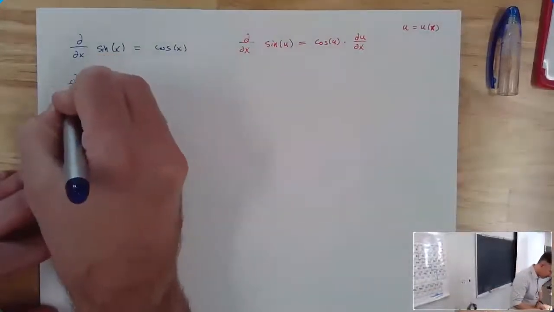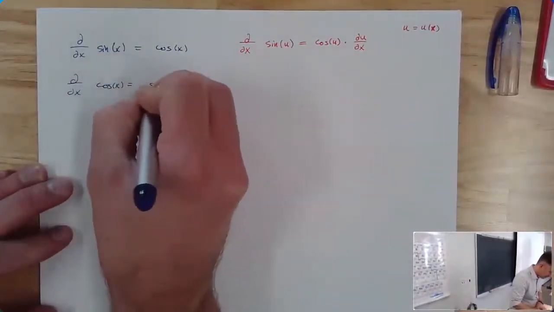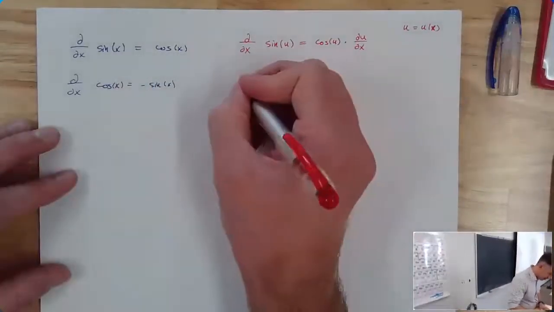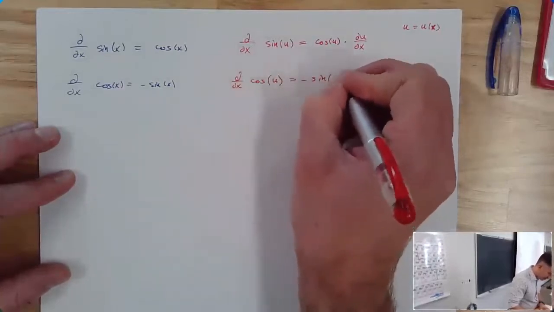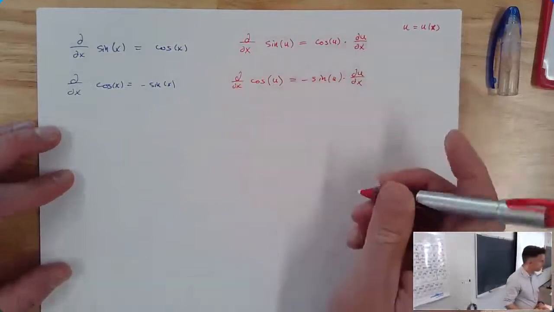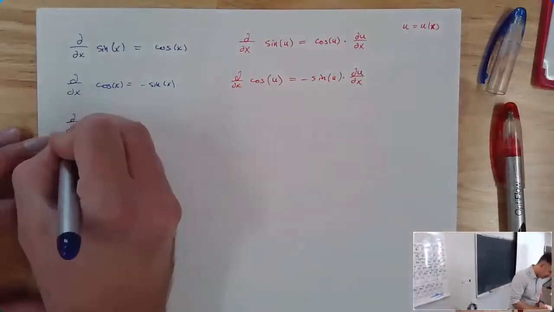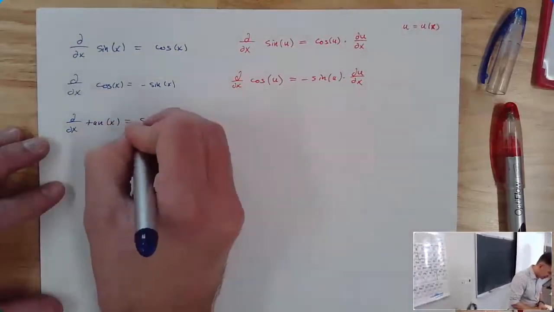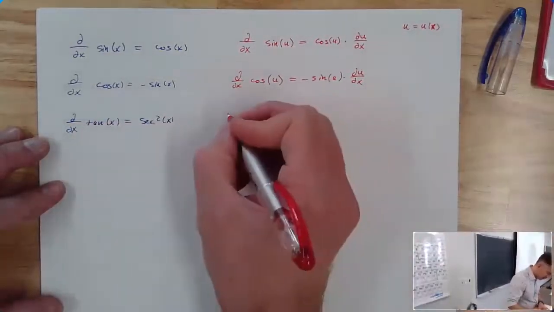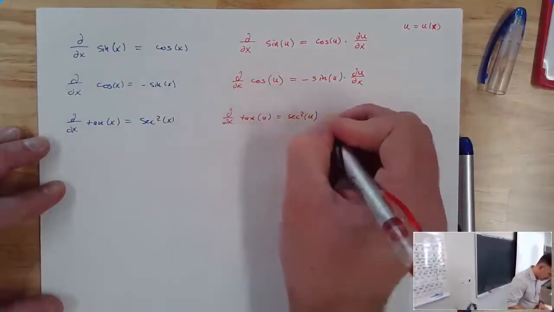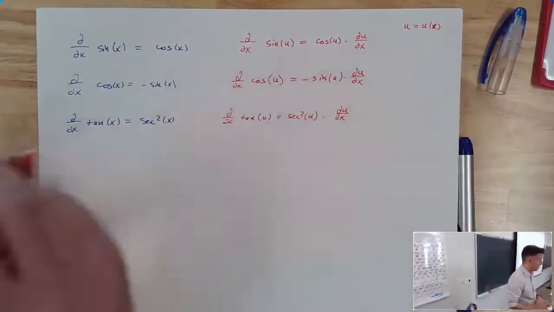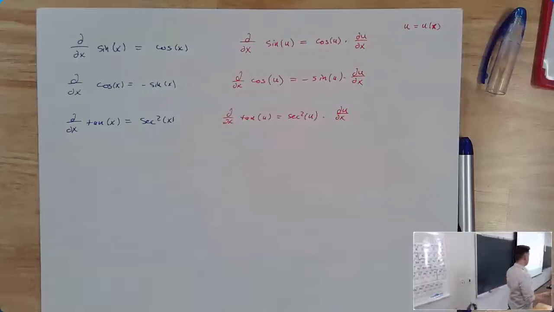So the derivative of cosine of x is negative sine of x, and the derivative of cosine of some stuff is negative sine of the stuff times the derivative of the stuff. All right, let's just write them all down. We might as well make a whole list. The derivative of tangent of x is secant squared of x. The derivative of tangent of some stuff is secant squared of the stuff times the derivative of the stuff. The pattern is not going to change. It's always going to be: take your original rule, replace your x with some stuff, and then multiply by the derivative of that stuff at the end. That is the chain rule.